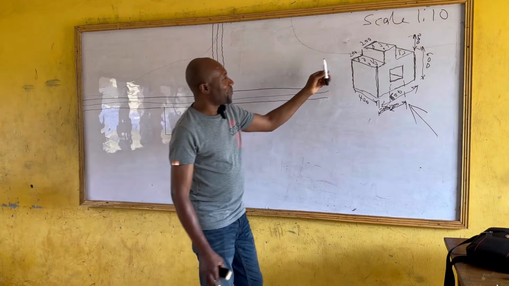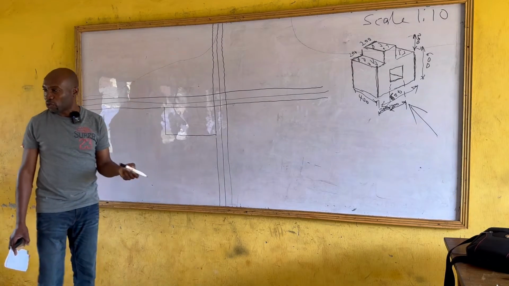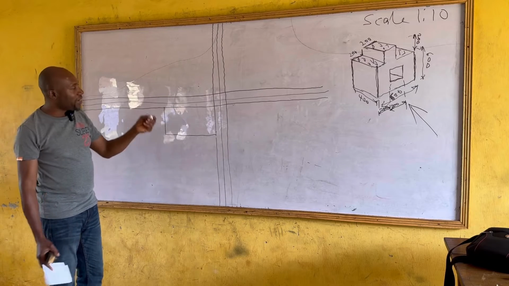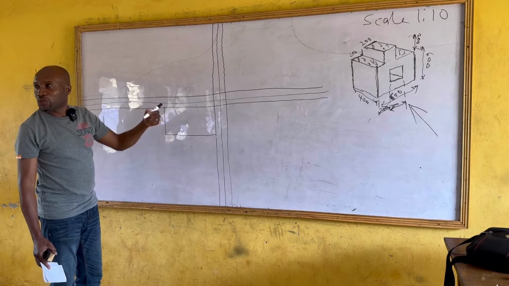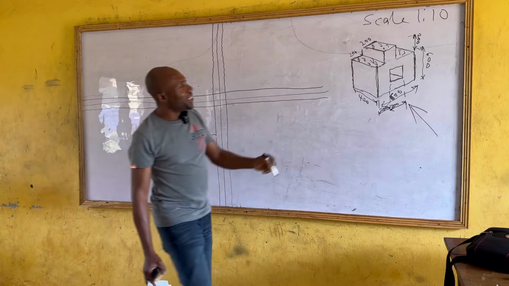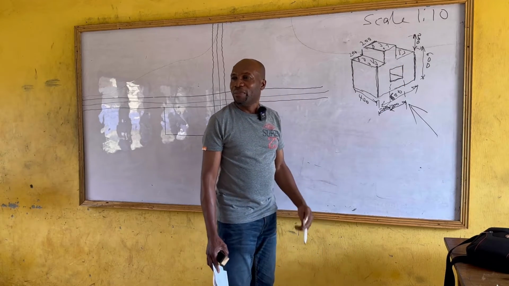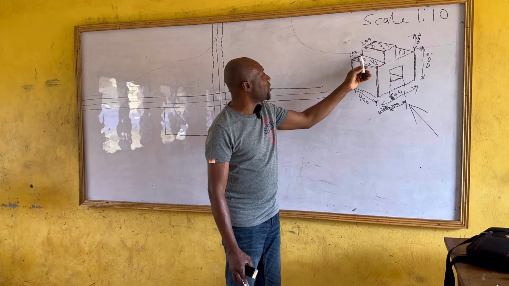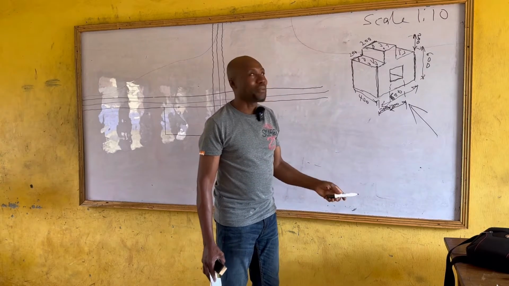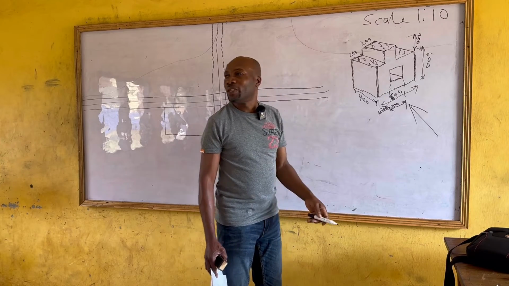So from here, the distance from here to this side is 200 millimeters. This is 20 millimeters or 2 centimeters. Then you mark with your compass or your divider, you measure 20 millimeters or 2 centimeters. Then you mark your 2 centimeters somewhere here. Then the distance from here to this side is also 20 millimeters, because it says from here to here is 200, and then from here to this side is 600.